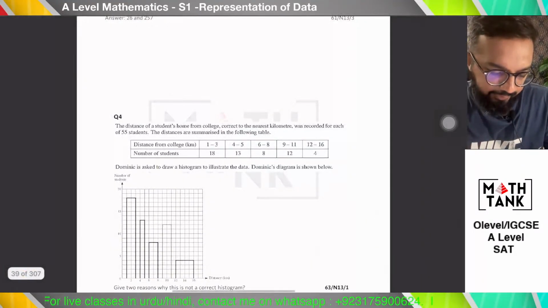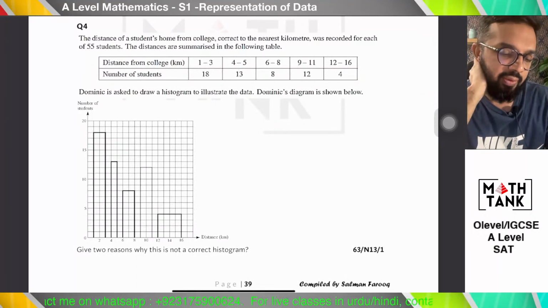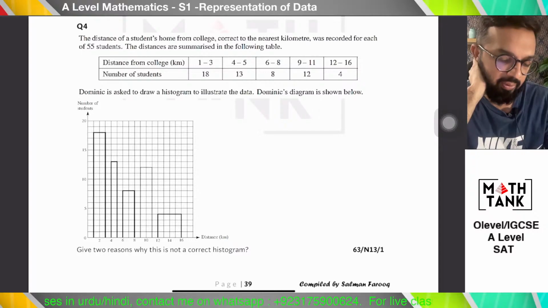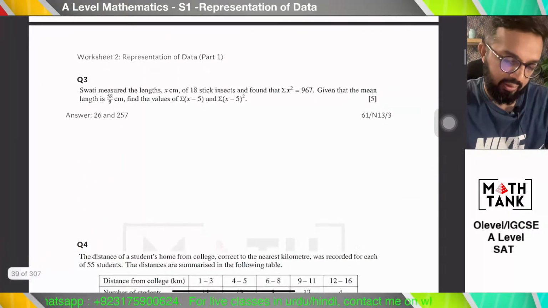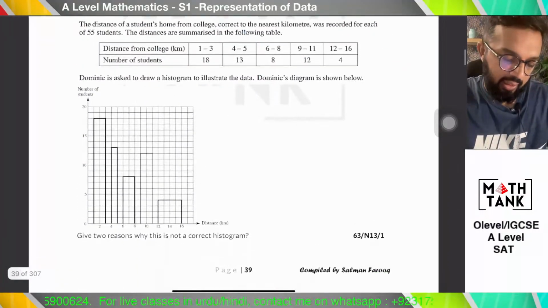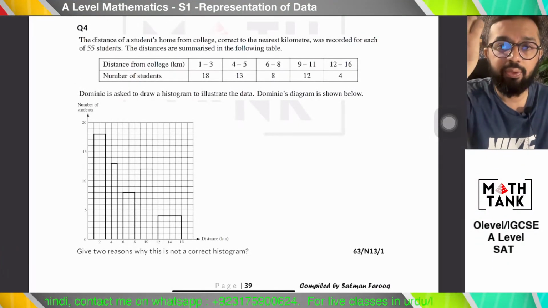Look at this, this is the question. It says the distance of a student's home from college, correct to the nearest kilometer, was recorded for each of 55 students. The distances were summarized in the following table. Give two reasons why this is not a correct histogram. Okay, so why is this not a correct histogram?